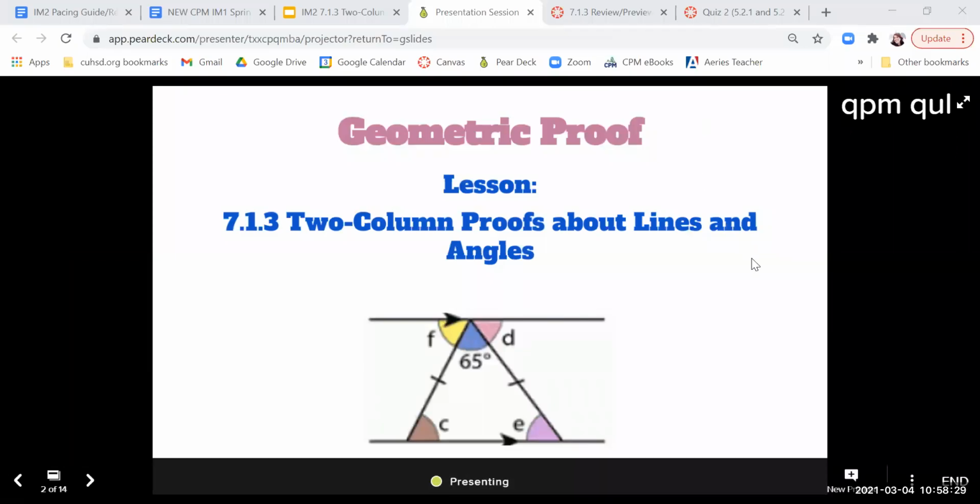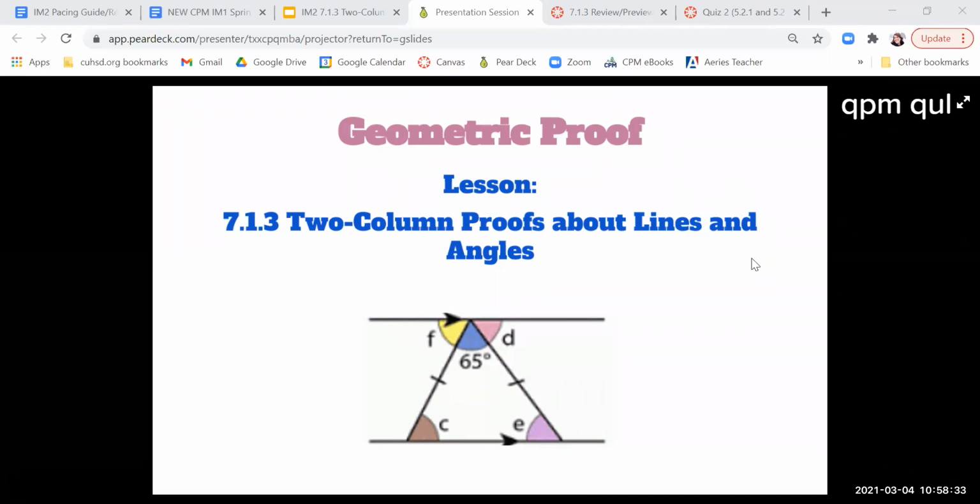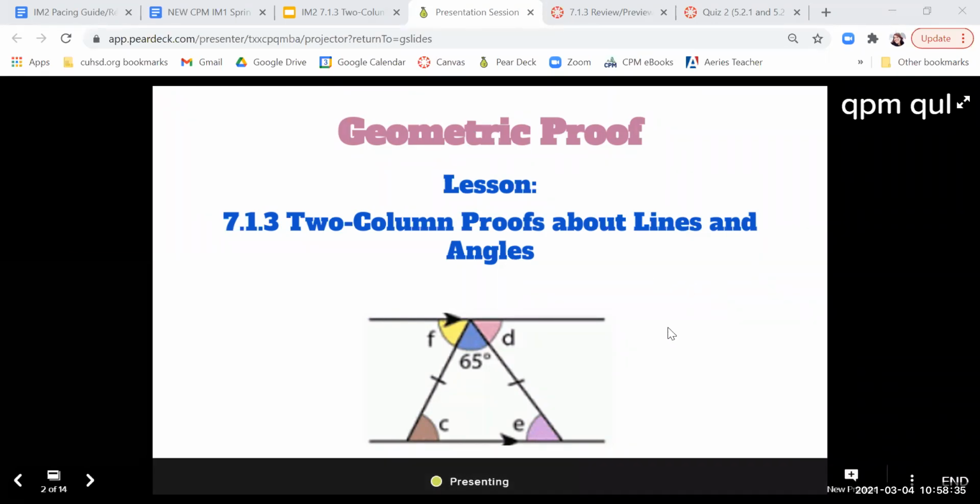Okay, so today we are going to continue with geometric proofs, and we'll put our focus on two-column proofs. And today we will do proofs that involve lines and angles. So properties about lines and angles, 7.1.3.